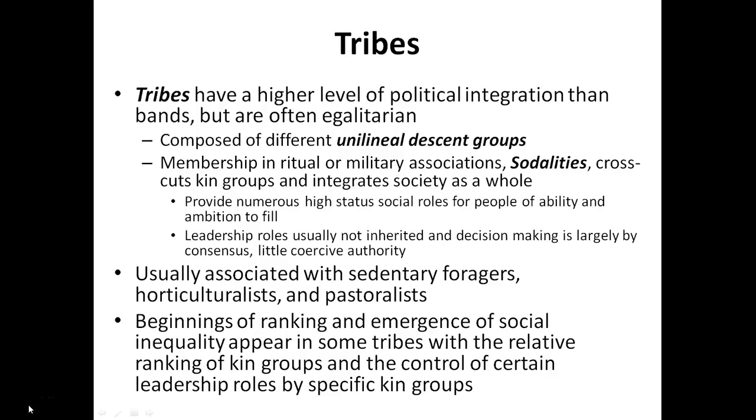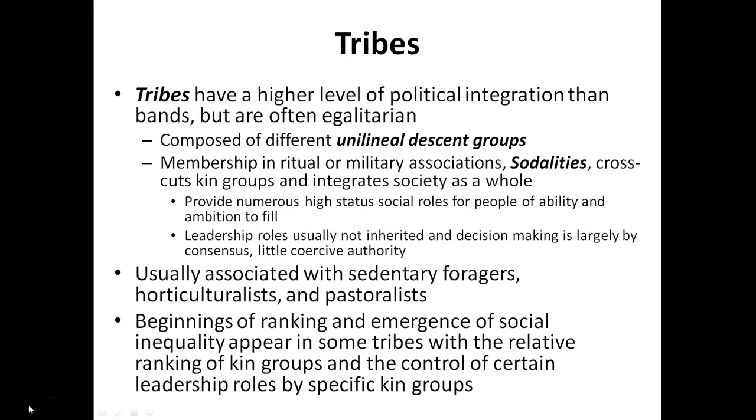Membership in ritual or military associations, what anthropologists call sodalities, would cross-cut these kin groups and integrate the community as a whole. Now, these different sodalities provided numerous high-status social roles for people of ability and ambition to fill, and leadership roles were usually not inherited, and decision-making was still largely made by consensus. There was little coercive authority.